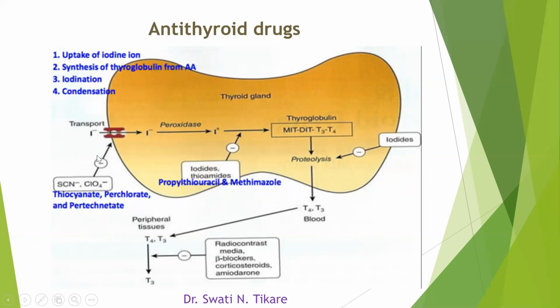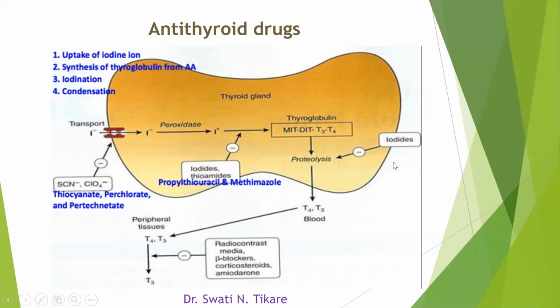So where all can they block? First block can occur in trapping iodide. Okay, which are the drugs that help? Thiocyanate, perchlorate. If you remember these two, it's sufficient. Thiocyanate and perchlorate block iodide uptake. Okay, second drugs, propylthiouracil and methimazole, they prevent iodination of thyroglobulin and coupling of DIT and MIT. Okay, so at this level they are acting.